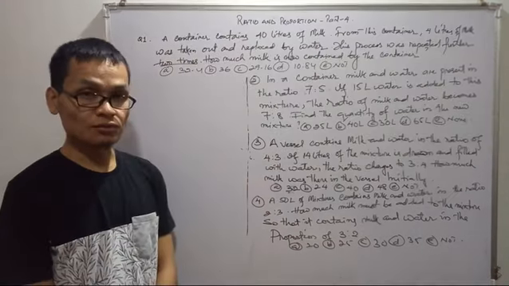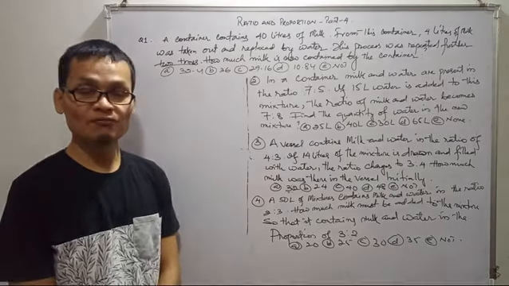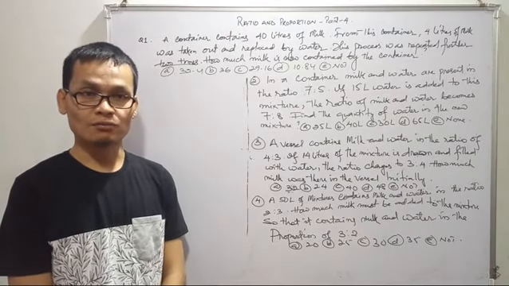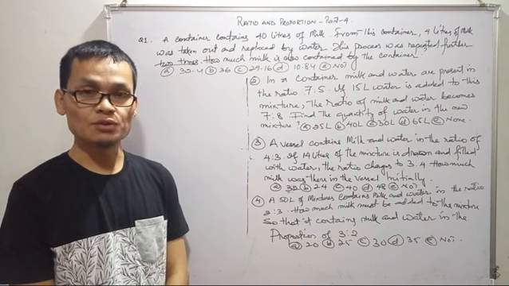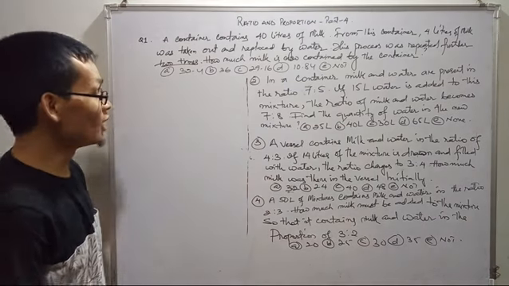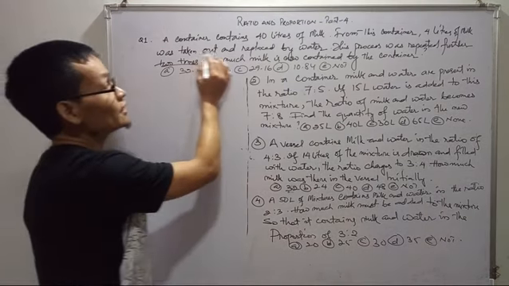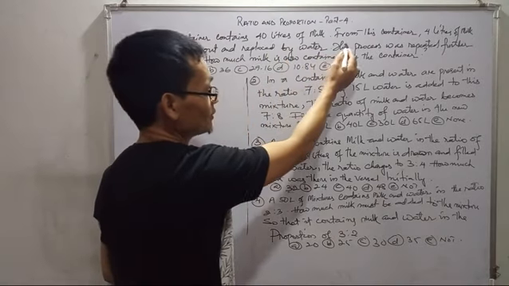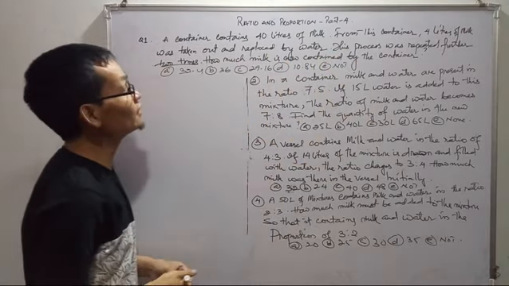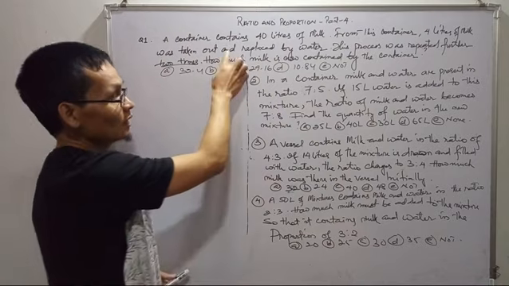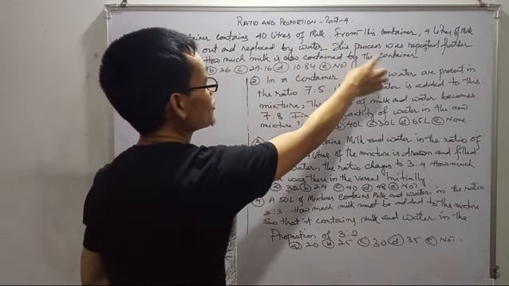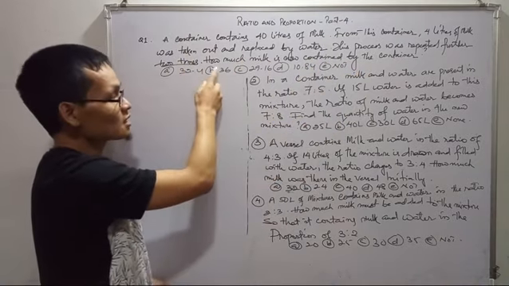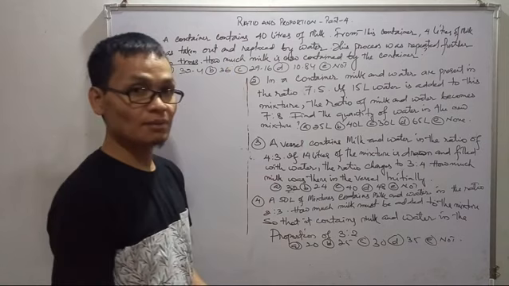Consider ratio and proportion, the part for milk and water based type questions. Question number one: a container contains 40 liters of milk. From this container, 4 liters of milk was taken out and replaced by water. This process was repeated 2 times. How much milk is contained by the container?